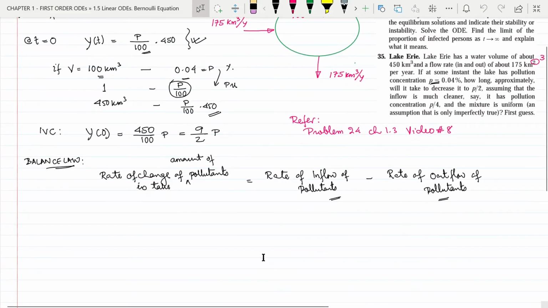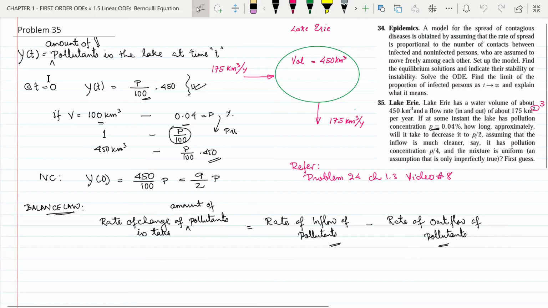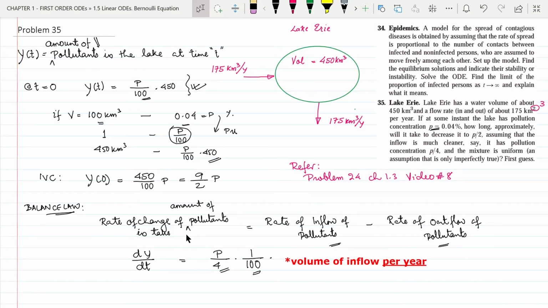Now from here we can write the rate of change of amount of pollutants as dy by dt. Y was the amount of pollutants and rate of change is dy by dt, and rate of inflow of pollutants is P by 4, which is the pollution concentration in the inflow, multiplied by 1 by 100 to convert the percentage into per unit, multiplied by the volume of the inflow, which is 175, minus the rate of the outflow.